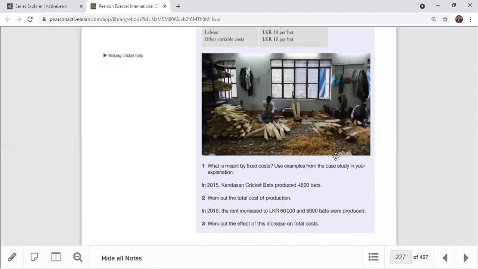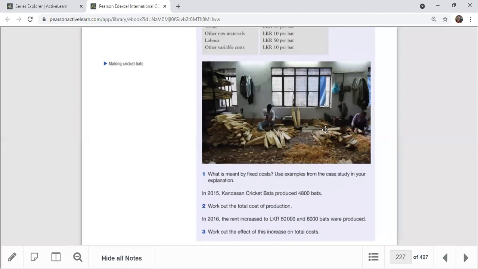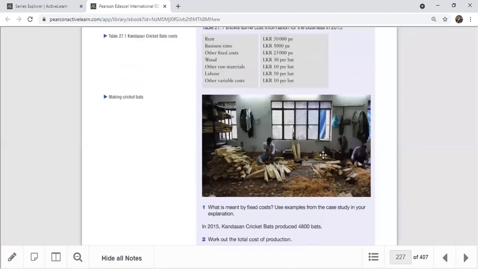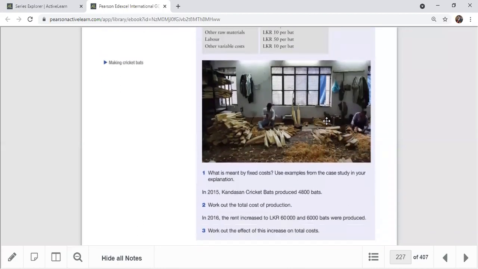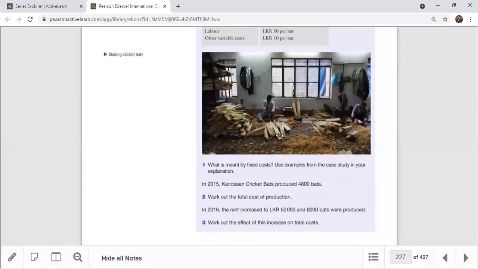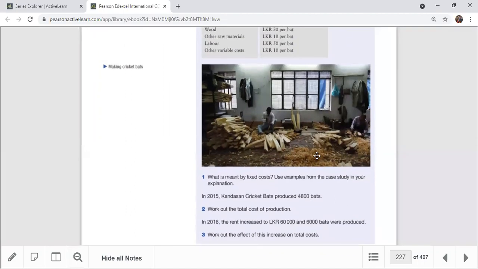So in this case, we can say, define the term fixed cost. Fixed cost is the cost that does not change with the level of output. Example, rent, rates, like the second one. In 2015, Kandasan cricket bats produced 4,800 bats. Work out the total cost of production. So above we calculated the variable cost per bat is 100 rupees. So 100 into 4,800, if you multiply that, you get 480,000.